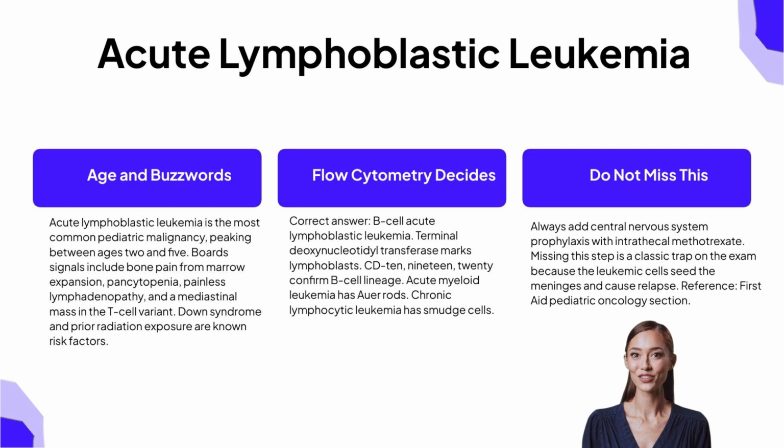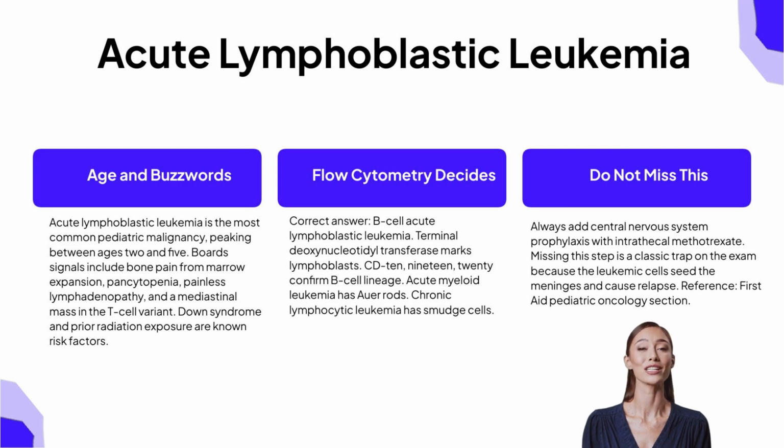This is B-cell acute lymphoblastic leukemia, the most common pediatric cancer. Terminal deoxynucleotidyltransferase is your marker for lymphoblasts. CD10, 19, and 20 confirm B-cell lineage. First-line therapy is combination chemotherapy with vincristine, prednisone, and an anthracycline, plus intrathecal methotrexate for central nervous system prophylaxis. Do not forget that prophylaxis.